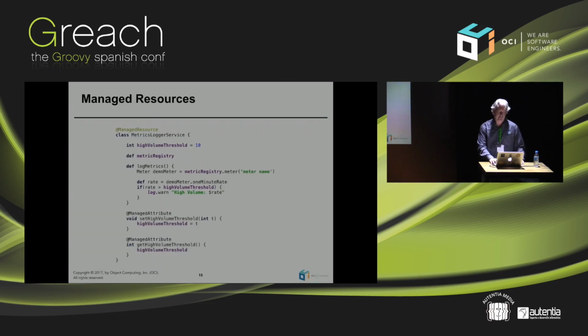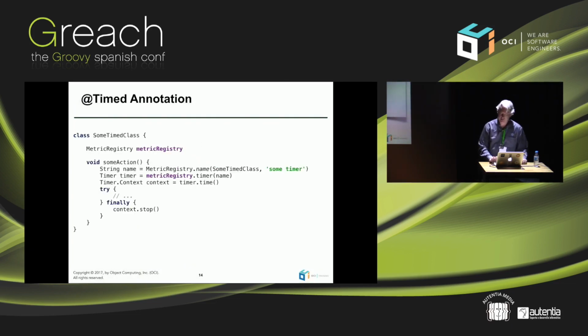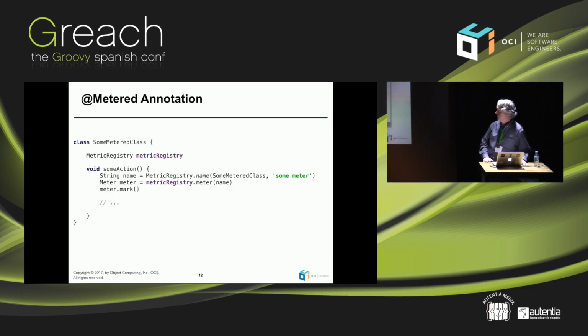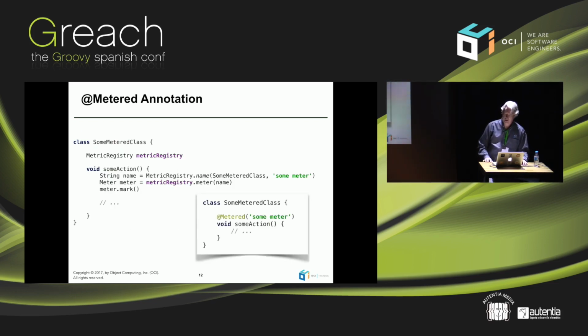So the plugin is making it very easy to take advantage of the Dropwizard metrics library, right? So one way to do that is use this trait. You get this mark meter method added to your class, and that's just a really simple one-line way to mark a meter. Another option to do the same thing is you could simply annotate the method with @Metered.